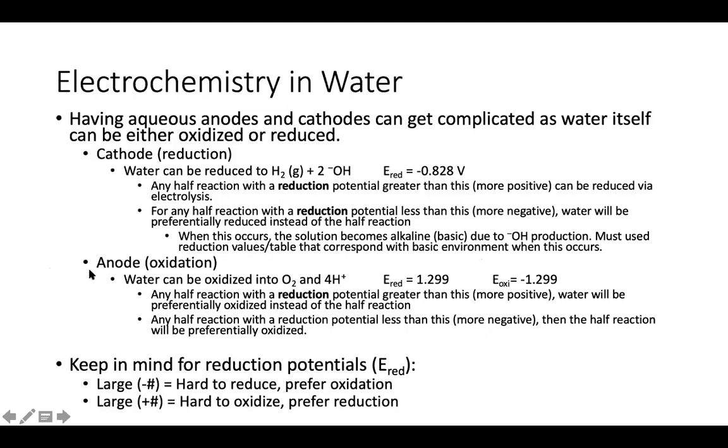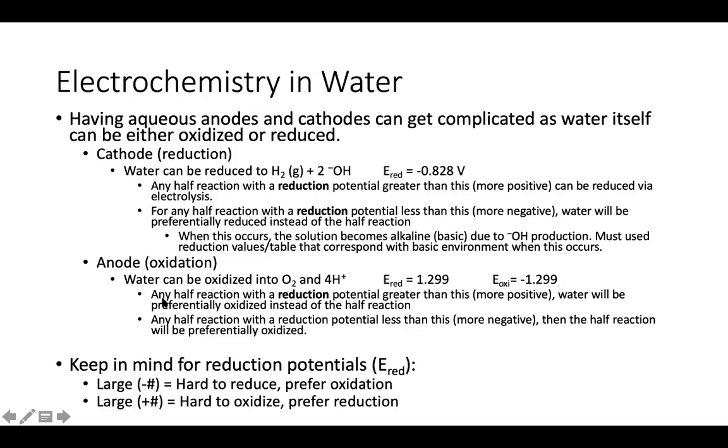This can also occur at the anode. At the anode, oxidation occurs, so instead of our half reaction being oxidized, water could be oxidized to oxygen and protons. Realize that the water is being oxidized. On the chart, which is always given in terms of reduction potential, the potential would be given as 1.299. But since it's being oxidized, the oxidation potential would really be negative 1.299.